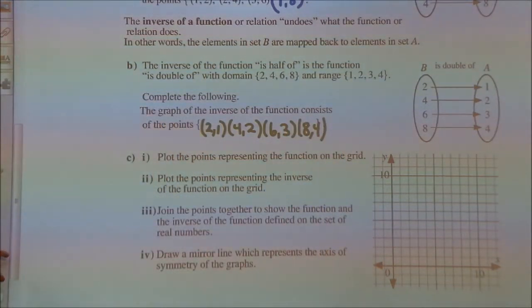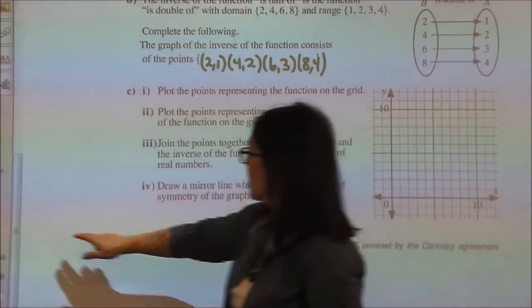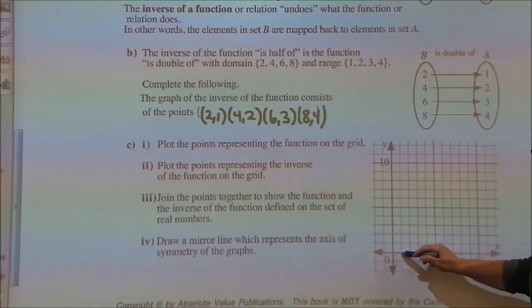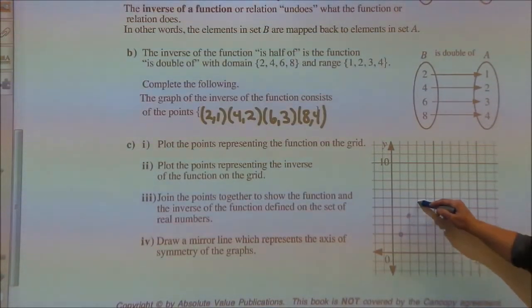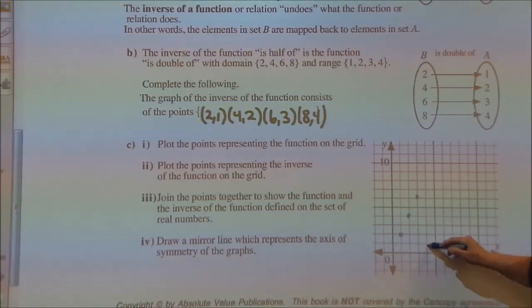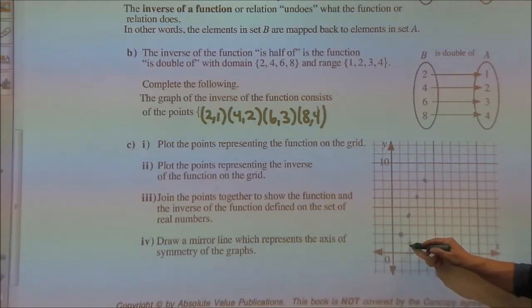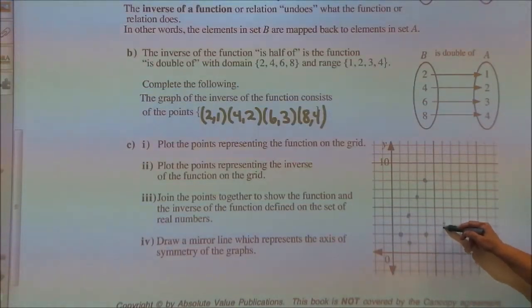Okay, so let's graph these. So let's start off with the first set. The first set of ordered pairs, which were just up here, 1 and 2, 2 and 4. So if I graph 1 and 2, 2 and 4, 3 and 6, 4 and 8. If I graph the other set, I'm going to do it in a different color. I have 2 and 1, 4 and 2, 6 and 3, 8 and 4.